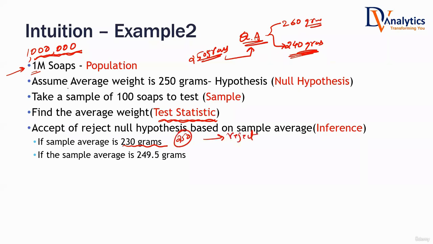Tell me, what is the null hypothesis? What is the basic assumption that you started with? All soaps are 250 grams. But you tested it and finally found that you are getting very less weightage. Then you'd say you reject the null hypothesis.